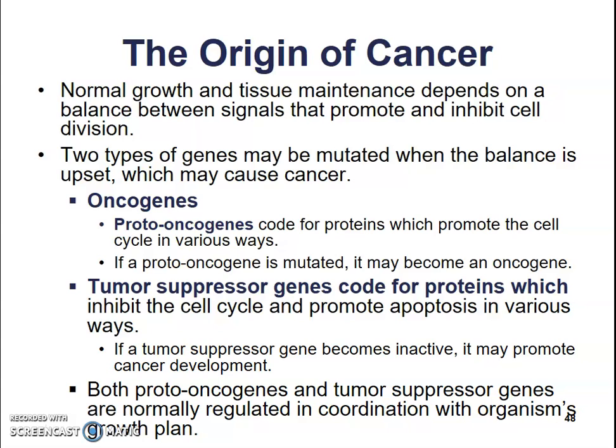They code for proteins which promote the cell cycle in various ways. If it becomes mutated, it becomes an oncogene. Tumor suppressor genes code for proteins which inhibit the cell cycle and promote apoptosis in various ways. If a tumor suppressor gene becomes inactive, it may promote cancer development. Both of these genes are normally regulated in coordination with an organism's growth plan.